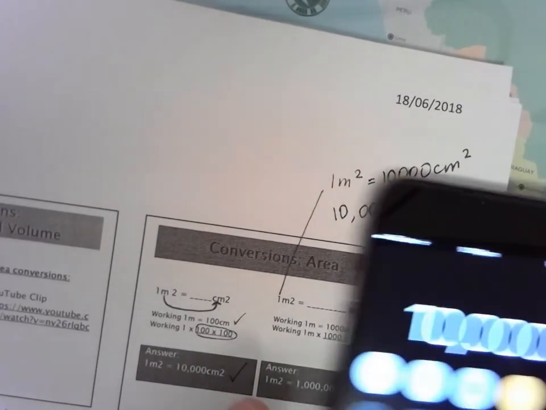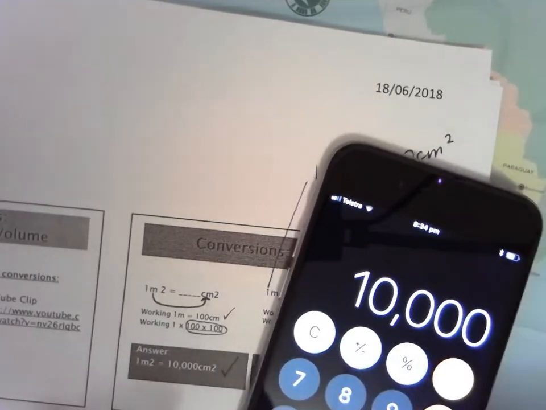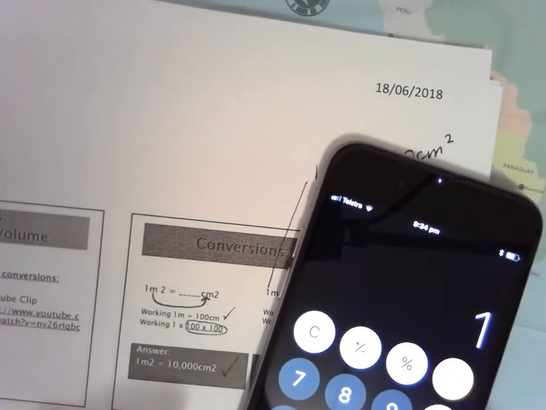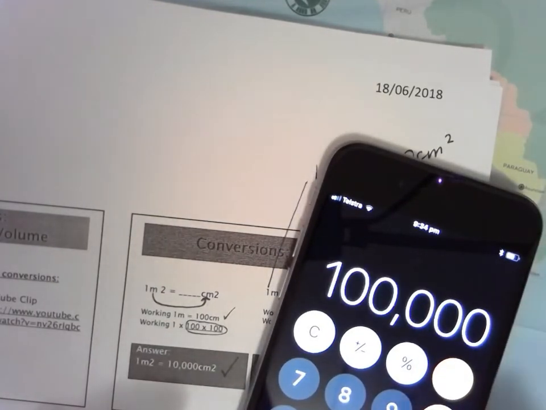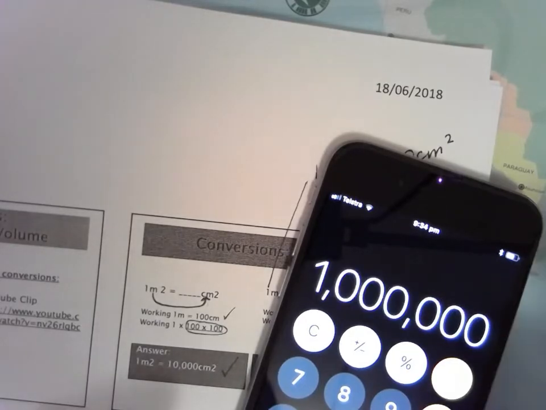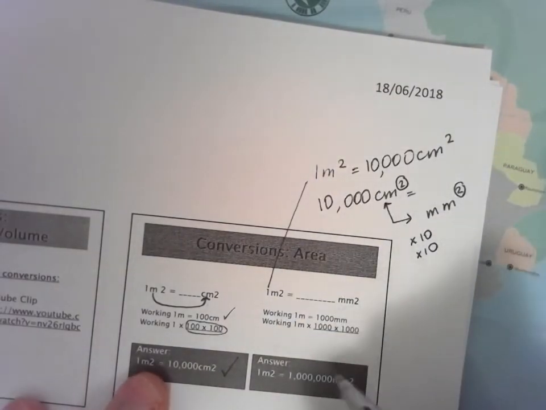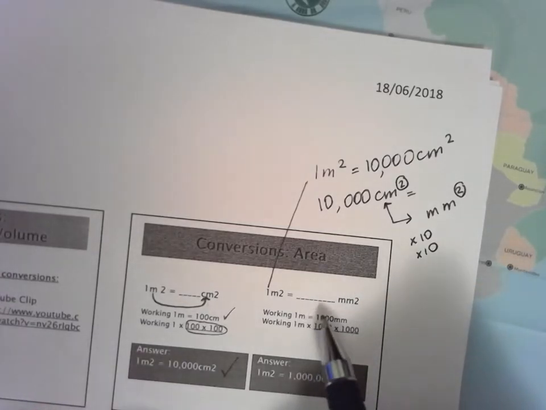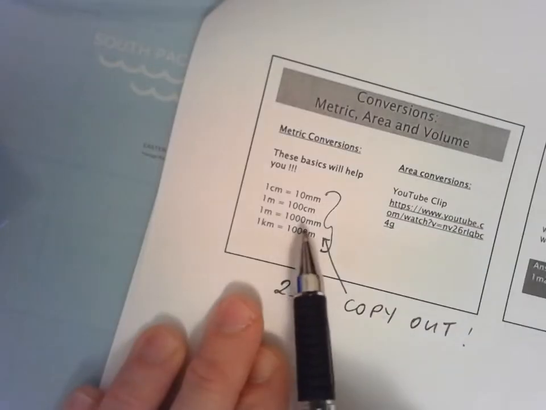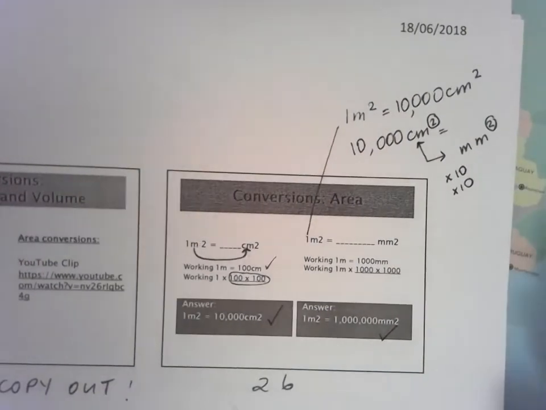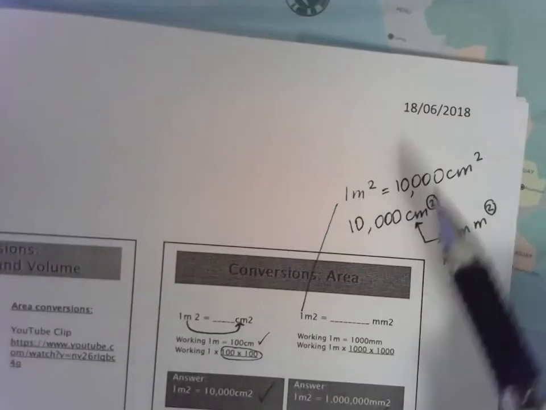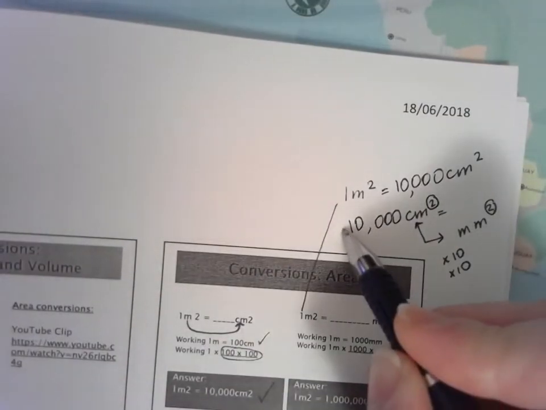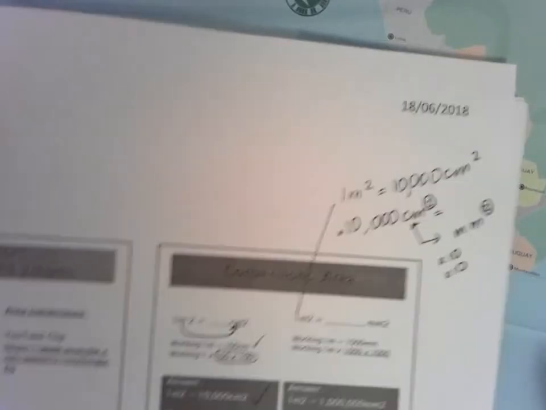That's why we do the magic number twice, and the multiply in this case, or the division, twice. So I've already got 10,000 on my calculator from before, so I'm going to multiply it by 10 and then by 10 again, and that's how I get my 1 million millimetres squared. So if you did remember these, you could have done it that way, but that's just stepping through metres to centimetres squared and then using our centimetres squared to get to the millimetres.